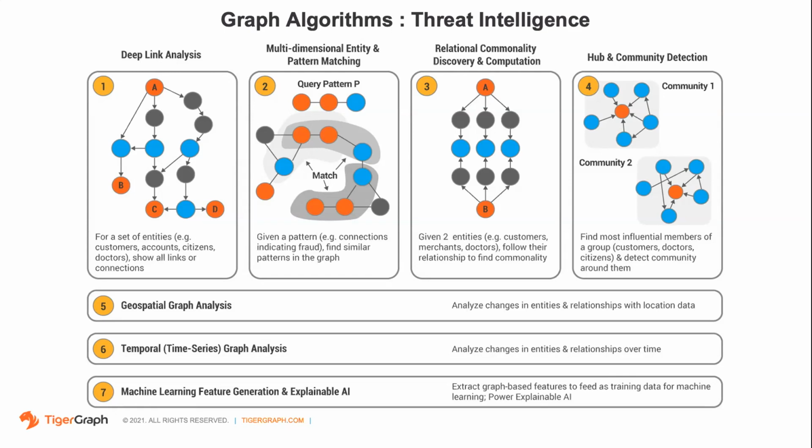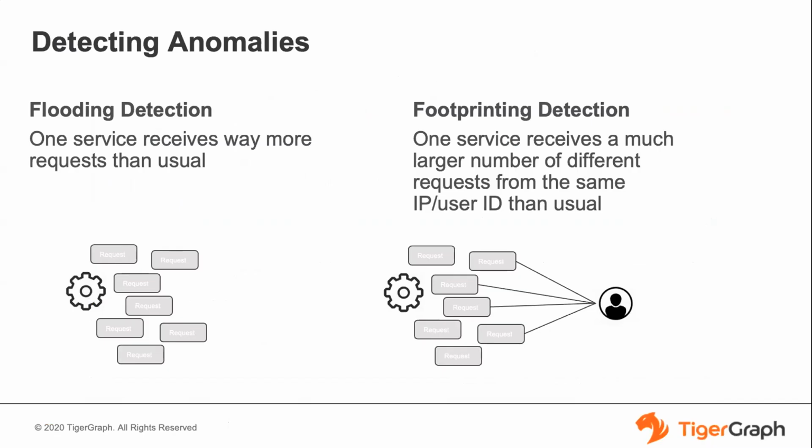So what this chart represents is a logical organization of the 7 key data science capabilities powered by a native parallel graph. And that's what we are. We are a native parallel graph. The in-database machine learning and the explainable AI that we provide to you, the query and pattern matching that we offer, allow you to detect anomalies. Everything from flooding detections to footprinting detections. With Graph, you have the ability to understand anomalies by identifying each of these activities quickly.